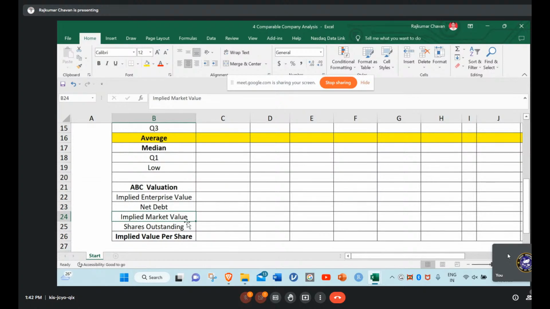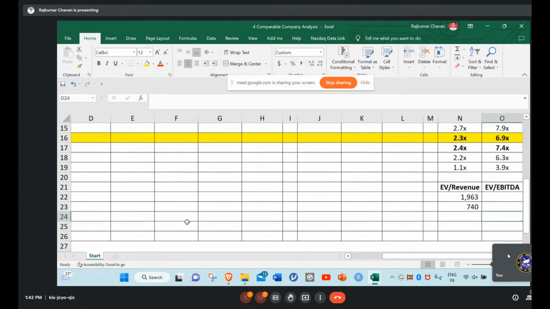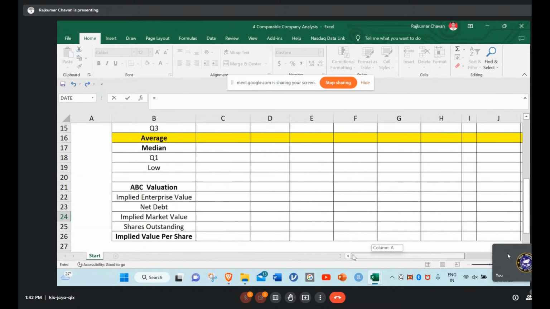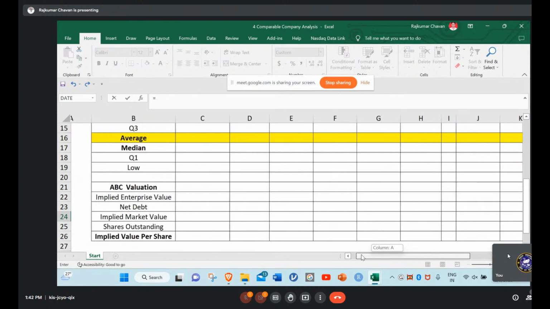Yes or no? So now tell me, implied market value is nothing but the total company value here, and then total debt value and total market value. Now how to calculate here? Take the value. It will add both, right? Sorry, it will add both. So EV plus debt is nothing but your total market value of the company, or not? So 1963 is which value? Can you see this? 1963 is which value? Enterprise value. And debt value is how much? And market value is how much?